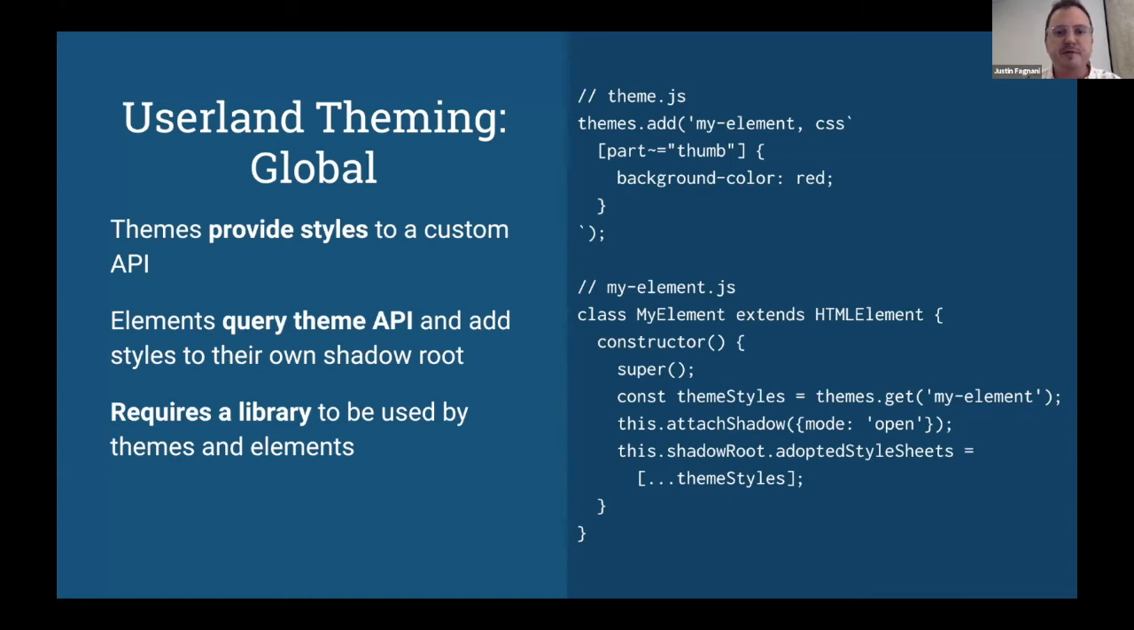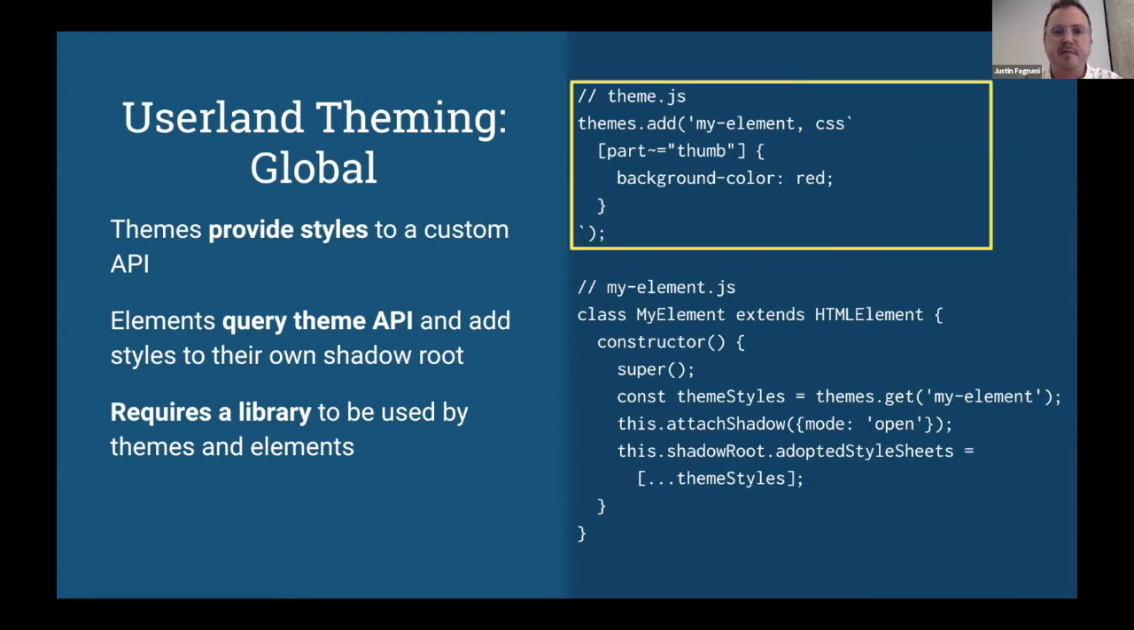Well, one thing to realize is that we have the power of JavaScript available to us. And elements and code outside of the elements can cooperate to provide styles to the elements. And we've seen this in libraries out there. Vaadin has a themable mixin that they've created for their elements that lets you do this. And the idea, regardless of the implementation, is roughly the same. The idea is that a theme will provide styles to some kind of custom API. So up here I have just a made up example API where you can add some kind of theme with a name and some CSS styles that apply to it.